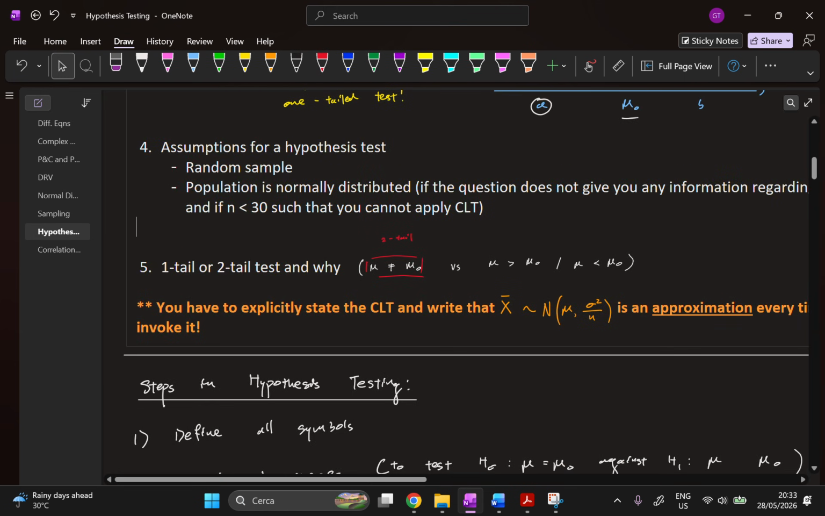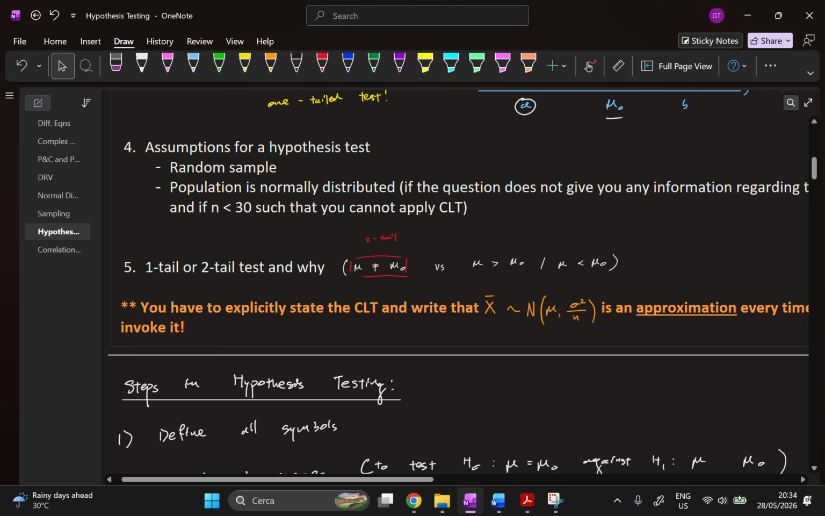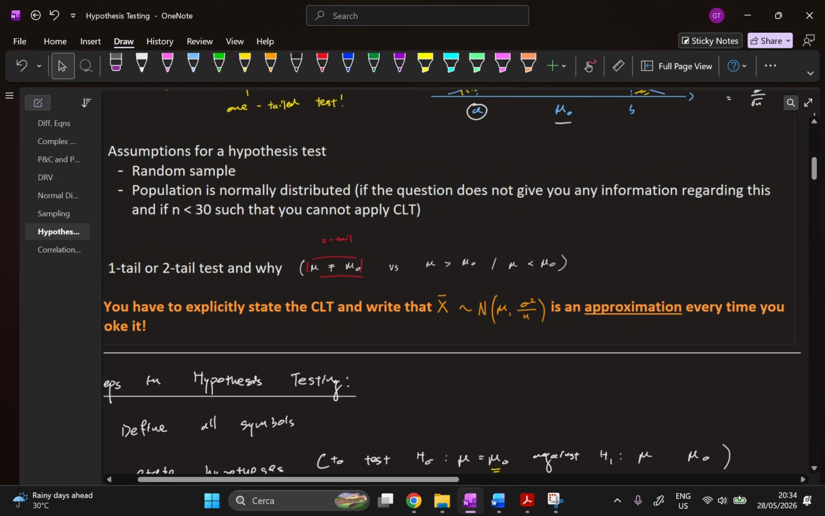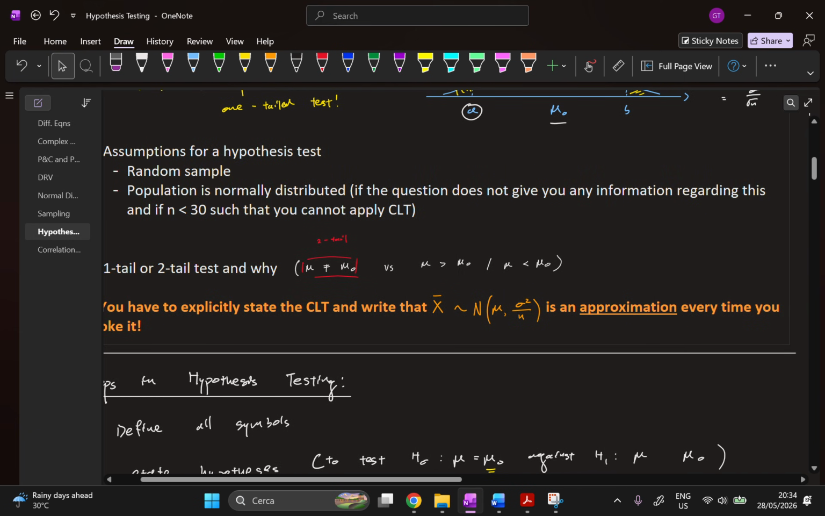And can I please emphasize this orange point over here? You need to state by central limit theorem, and every time you use this approximation, you have to write that it's an approximation. If something is not normally distributed, which it usually isn't, as you will see in a couple of examples, you always need to invoke CLT.